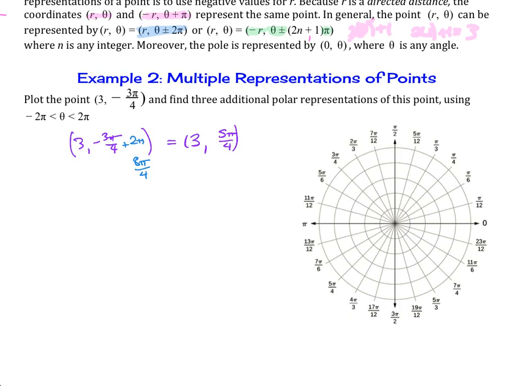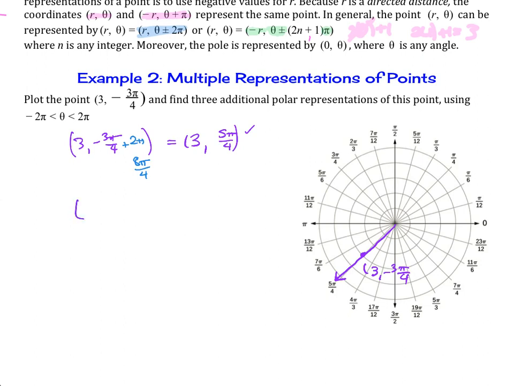So we can also always graph the (3, -3π/4). So 1, 2, 3, and -3π/4 is going to be right here. So we label that point as (3, -3π/4). We could draw this here. Now let's find some other points. So we know this is one of the representations of the point. Now we need 2 more.